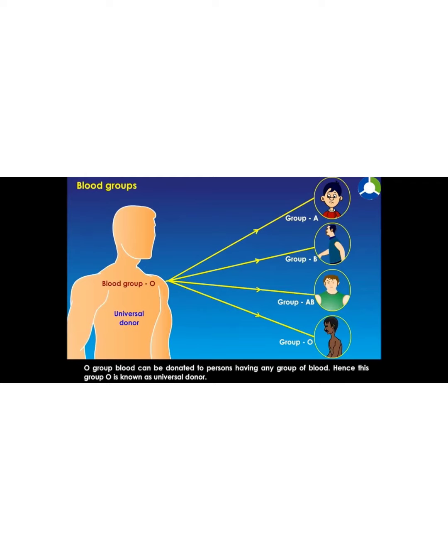Then blood group O is known as universal donor because it can give blood to A, B, AB and O. So blood group O is known as universal donor. Then AB can receive blood from all the blood groups A, B, AB and O. So blood group AB is known as universal recipient.